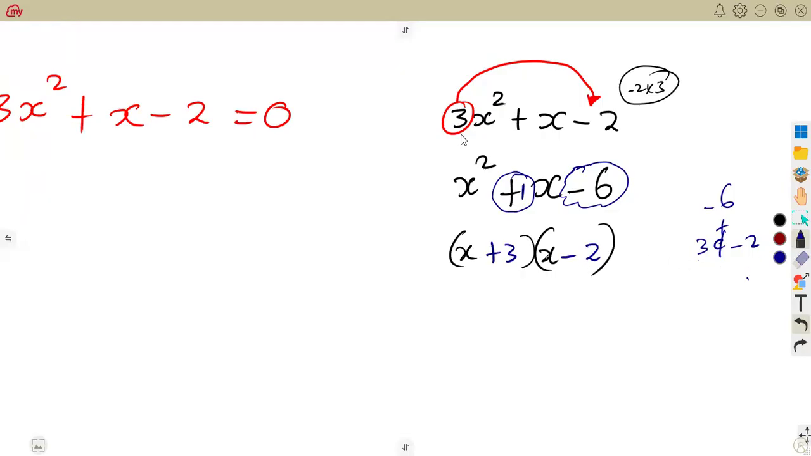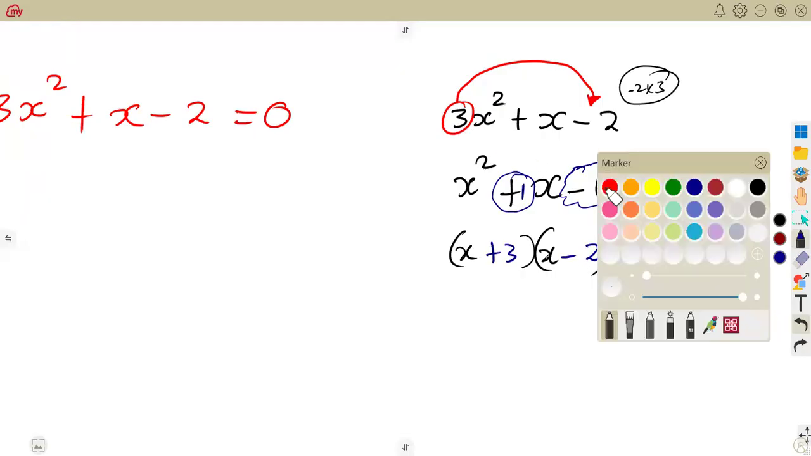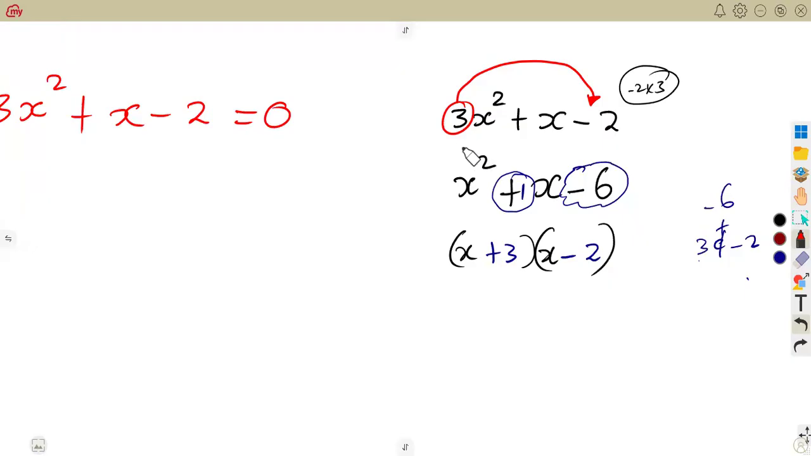So like I said, bring back that number, because this answer is not our actual answer. So we have to bring back the 3 that we removed before. We have to bring it back on x. Wherever there is x, we bring back the 3. Just like that.